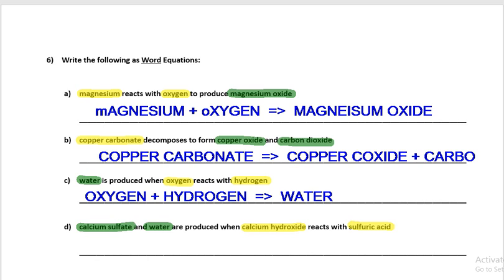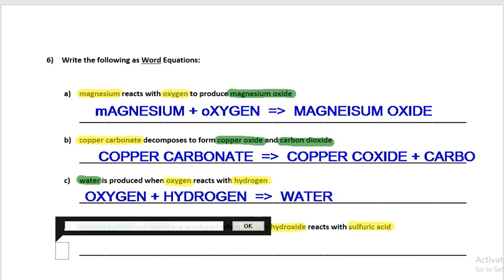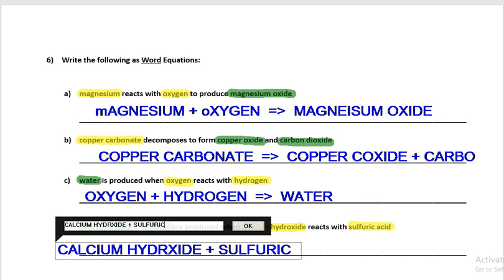So calcium sulfate and water are produced when we get calcium hydroxide plus sulfuric acid, and we put the arrow, makes calcium sulfate and water. Sorry, it's cutting me off, I can't go any longer than that. But calcium hydroxide plus sulfuric acid, arrow, we put calcium sulfate and water.